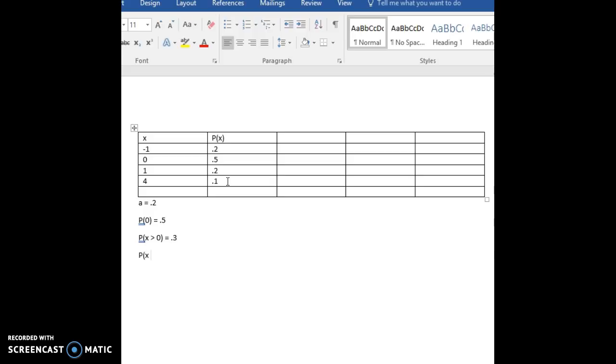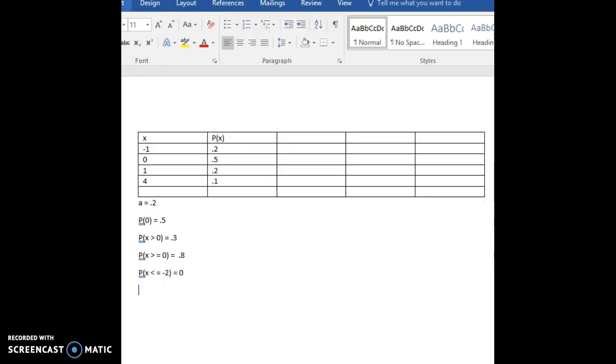And then we want the probability that x is greater than or equal to 0. Well, that's just going to include the 0 itself, so we'll take our 0.3 that we had and add it to the 0.5, and that's going to give us 0.8. And then the probability that x is less than or equal to -2, well, there are no values for x that are less than or equal to -2, so this probability is not possible, it is 0. Or the x value is not possible, so the probability is 0.